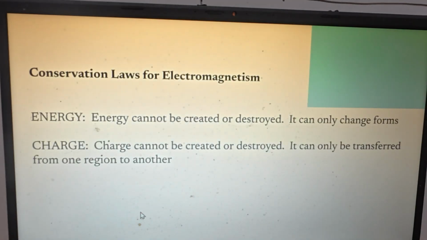So let's consider what conservation laws apply for electromagnetism. So there's the conservation of energy. Energy cannot be created or destroyed. It can only change forms. And there's also conservation of charge. Charge cannot be created or destroyed. It can only be transferred from one region to another.